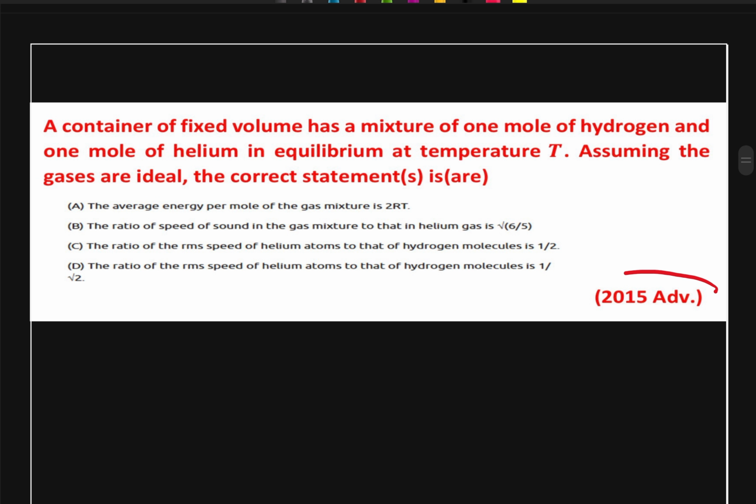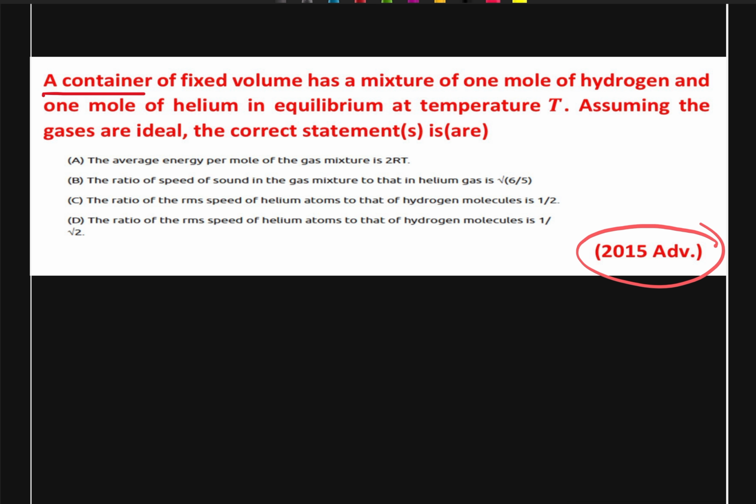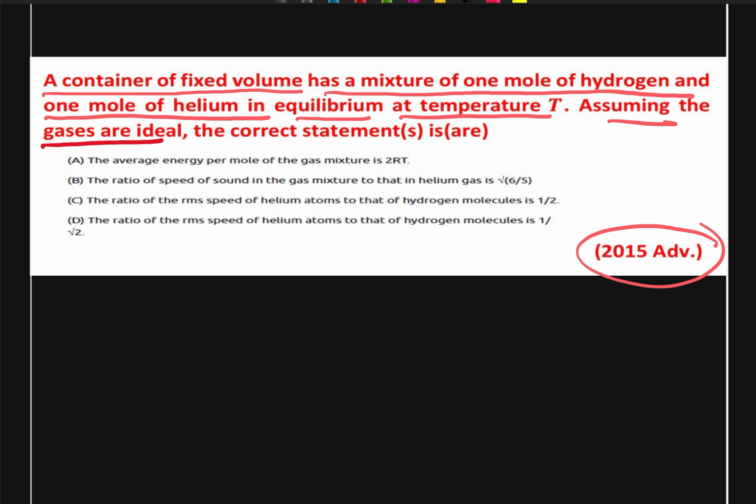It was asked in the 2015 Advanced, and it states that a container of fixed volume has a mixture of 1 mole of hydrogen and 1 mole of helium in equilibrium at temperature T. Assuming gases are ideal, the correct statement is or are. So here we have to find out basically their average energy, a ratio of the speed of sound, a ratio of the RMS speed of atoms, and part D is also, but the answer is different in case 1 by 2 and 1 by square root of 2.